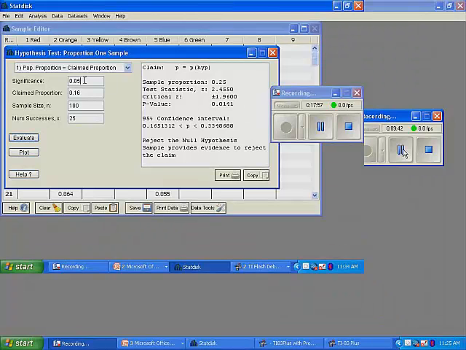Unless I change the significance level to 0.01. See, you could test this stuff so fast that it's just, well, no, you wouldn't reject.